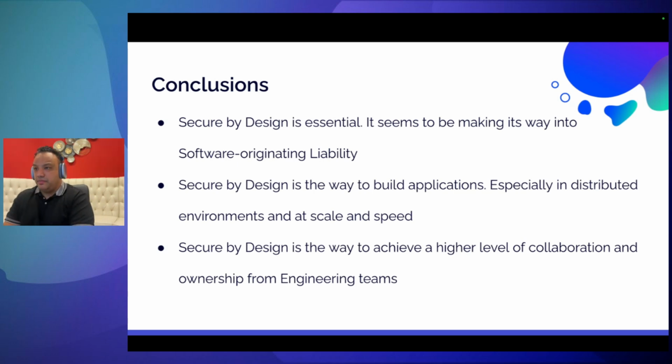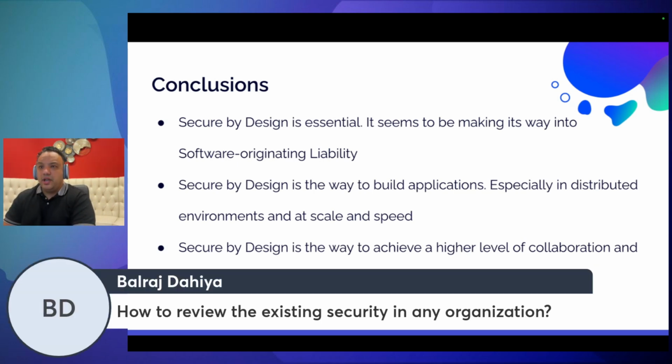A question from Balraj Dahiya is, how to review the existing security in any organization? I think use the same lens. Basically use the same approach. First of all, start with a threat model, if you will. Create a risk assessment or a threat model, and based off of that, you can define what you need to review.